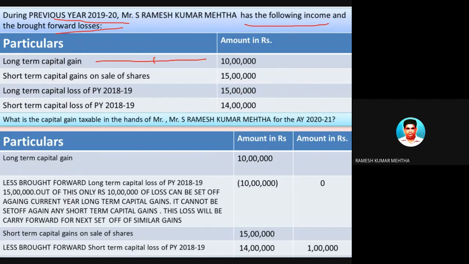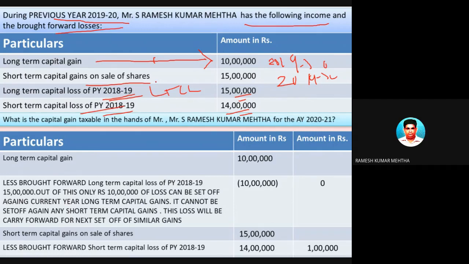So here the first point is that the data says the long-term capital gain of the current year 2019-20 is 10 lakh rupees. Number one, short-term capital gain on the sale of shares is 15 lakh rupees in 2019-20. And during the previous year 2018-19, the long-term capital loss was 15 lakh rupees, and the short-term capital loss of the previous year 2018-19 is 14 lakh rupees. From this given data, we have to find out the total income by adopting carry forward and set off of losses.